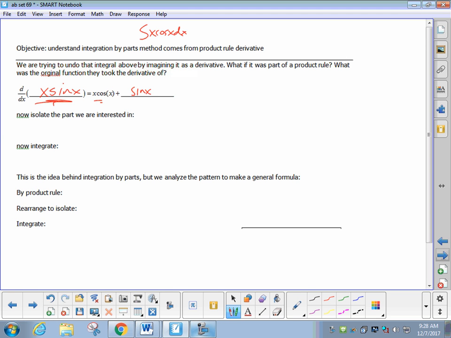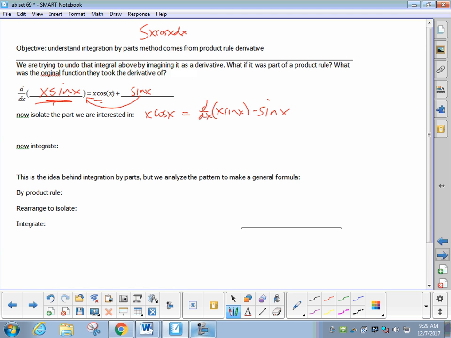Now, the part we're interested in is that x cosine of x. So if I isolate that, I could keep that where it's at. Actually, I'm going to write it on the left-hand side, but really I'm going to keep it where it's at so it stays positive. That would be equivalent to if I left this side there and subtracted over. So it would be equal to the derivative of x sine of x take away a sine of x. You see what I did there? I isolated x cosine x. Now, the whole question of the day is how do you integrate that?